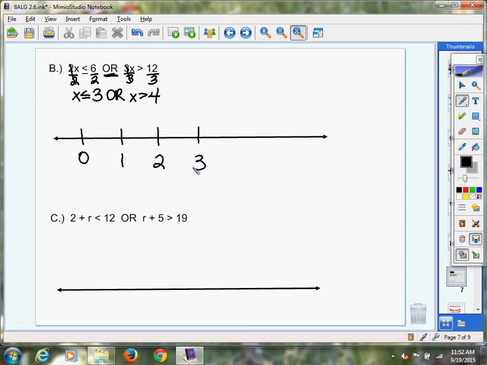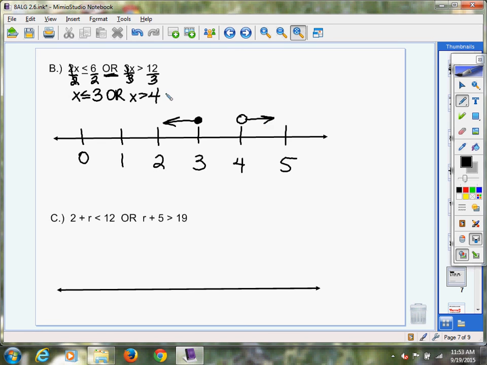So let's create our graph. We don't need a lot of numbers on here because it's a pretty tight graph. So we're going to do a filled-in circle over the 3, arrow to the left, because those are all the numbers that are smaller than 3. We're going to fill in the circle because it also says equal to. All right, now the 4, we're going to do an open circle, an arrow to the right, because that's the direction of all the numbers that are bigger than 4.